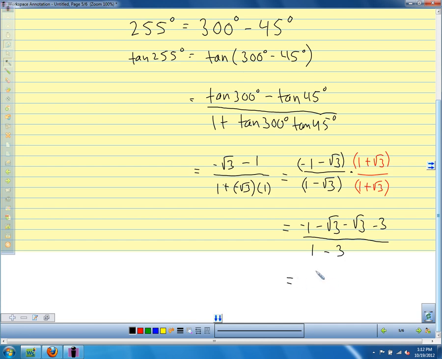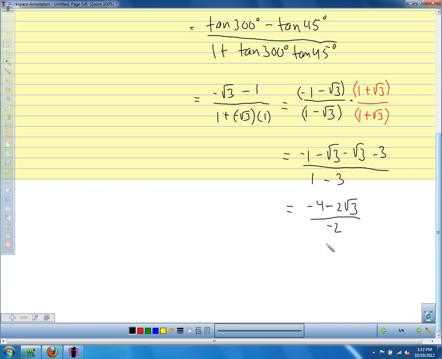When I simplify this, negative 1 plus negative 3 is negative 4. Negative square root of 3 minus square root of 3, and this should be a minus, is minus 2 square root of 3. So the numerator is negative 4 minus 2 square root of 3, divided by 1 minus 3, which is negative 2. I can simplify a little more. Negative 4 divided by negative 2 is a positive 2, and negative 2 divided by negative 2 is plus 1. And I just get 2 plus square root of 3.